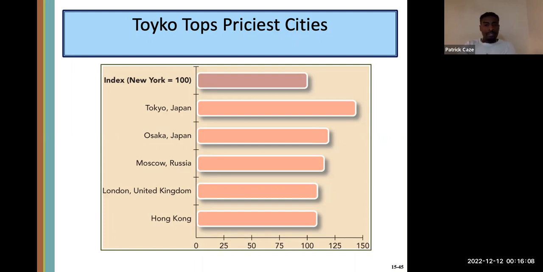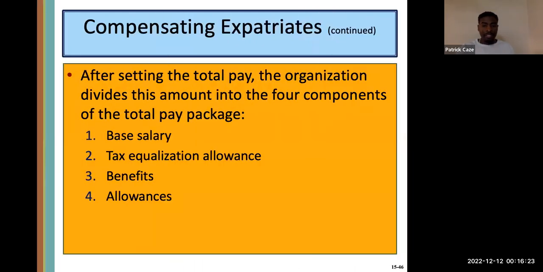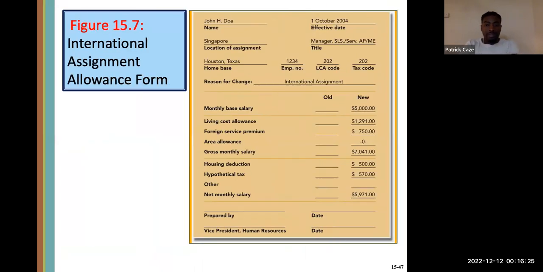Let me see. Tokyo, Japan, Osaka, Japan. I have to say Tokyo is very expensive. Been there. London is rather expensive also. I've never been to Hong Kong or Russia, but I'm sure those places are very, very pricey to live in, right?